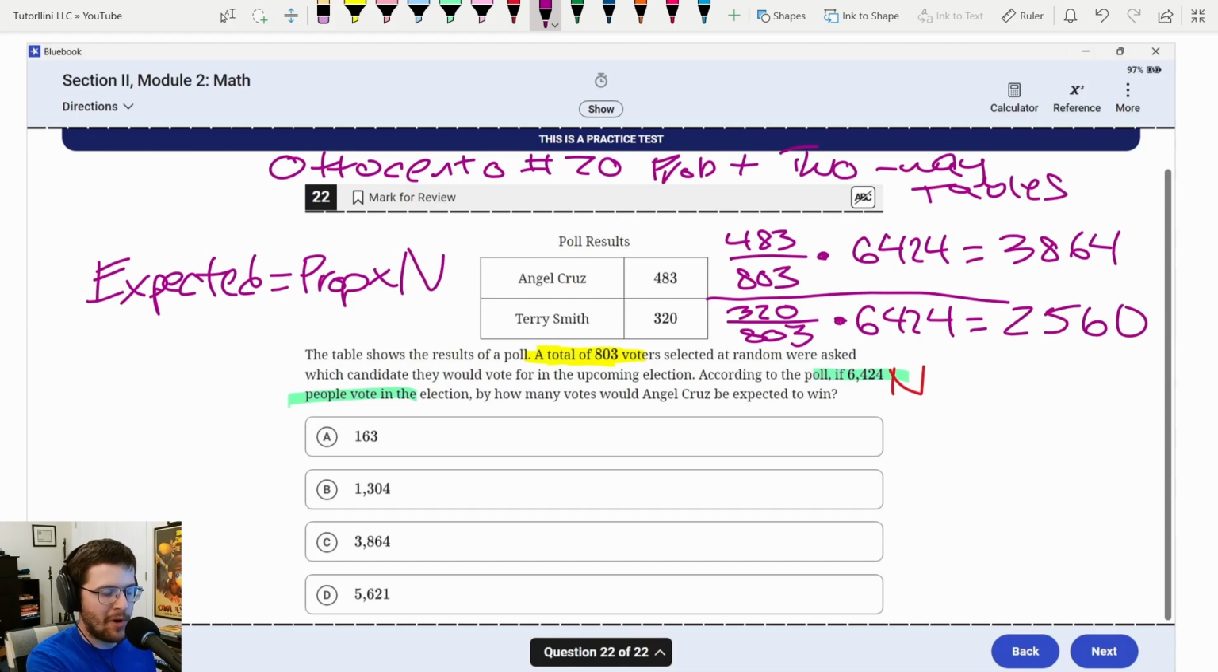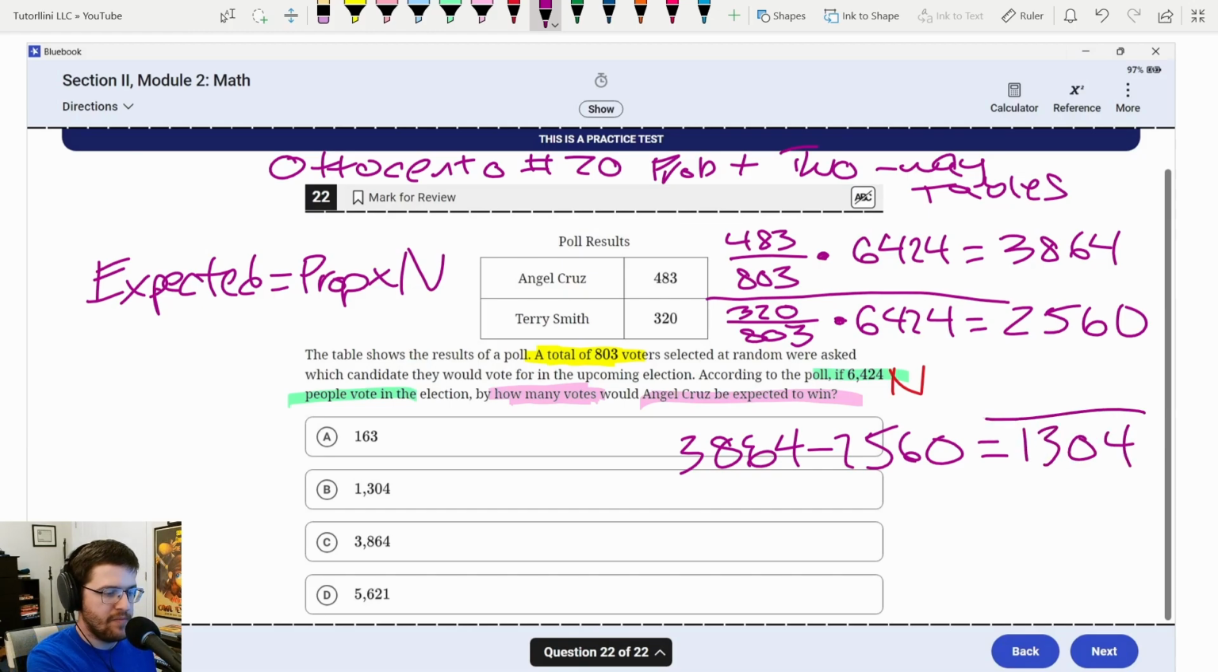Now, really tricky, this is probably where most of the people messed up. Lots of people probably did that part right. It says how many more votes would Angel Cruz be expected to win. So it's not asking how many Angel Cruz is getting. It's asking about how much she would win. So we have to find the difference between them. So 3864 minus 2560 is equal to 1304, which gives us answer choice B.